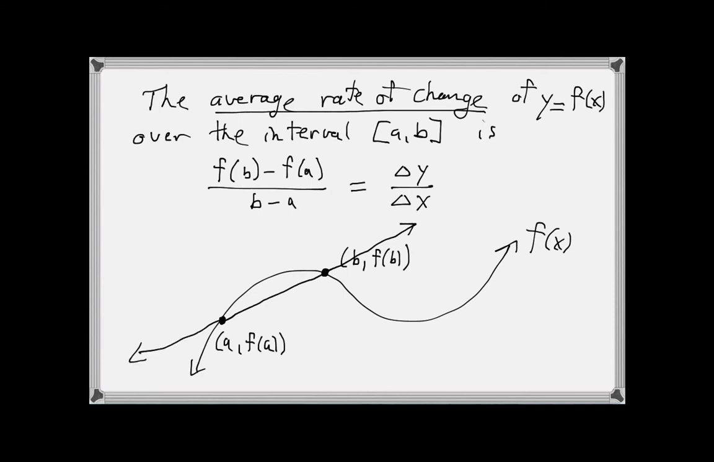Well, if we look closely, the y2 minus y1 over x2 minus x1 slope formula will give us exactly the quantity f of b minus f of a over b minus a for the slope of this line. So we see that the average rate of change over a closed interval is actually equal to the slope of the secant line that passes through the points a comma f of a and b comma f of b.